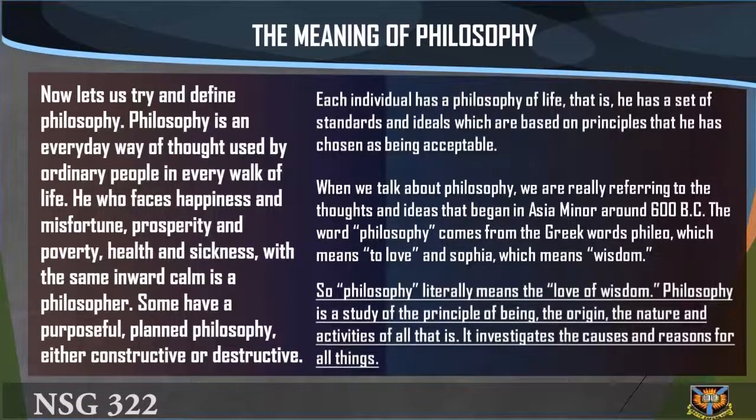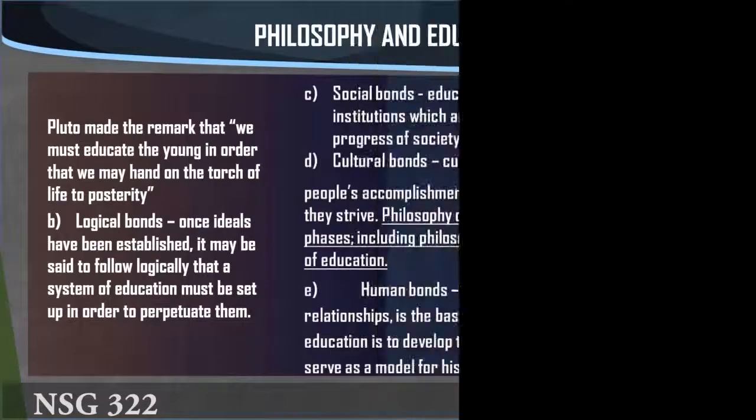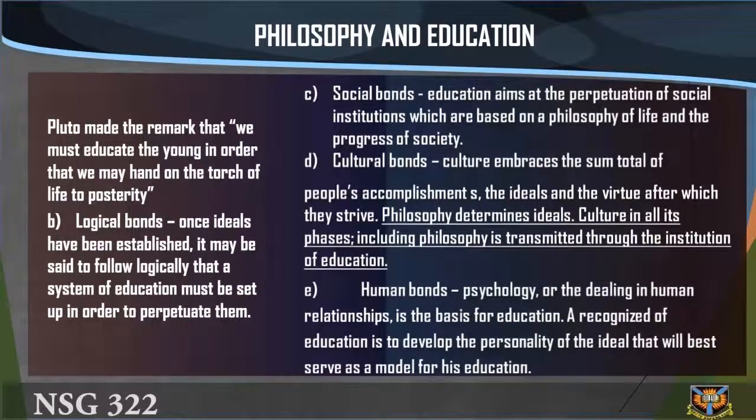When we talk about philosophy, we are really referring to the thoughts and ideas that began in Asia Minor around 600 BC. The word philosophy comes from the Greek words phileo, which means to love, and Sophia, which means wisdom. Philosophy determines ideas. Culture in all its phases, including philosophy, is transmitted through the institution of education.